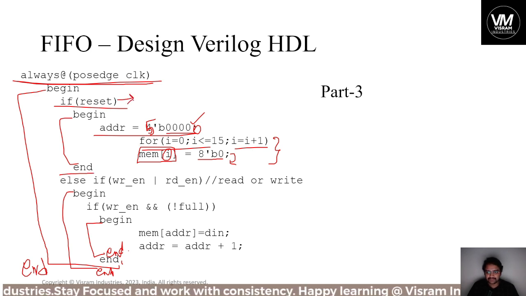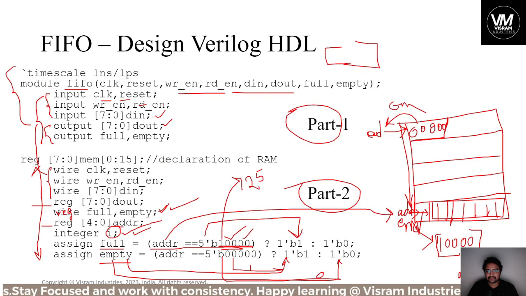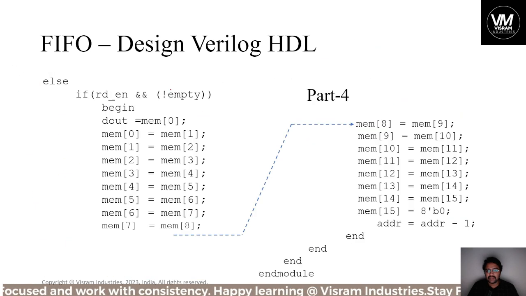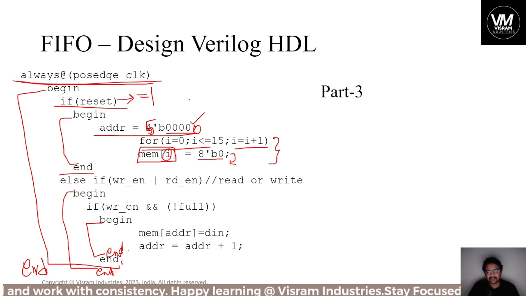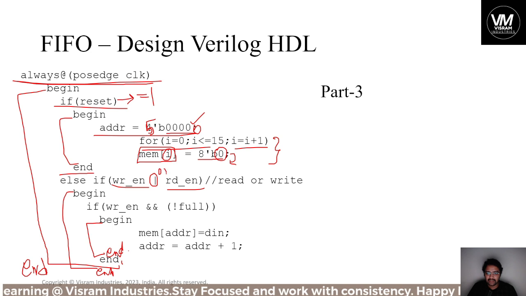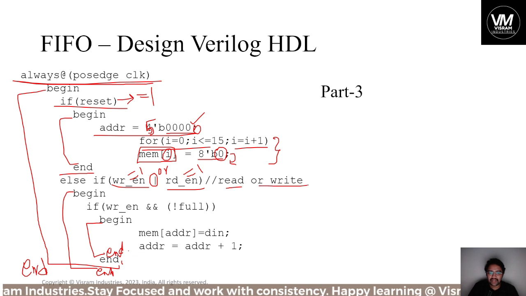If reset is equal to 1, when reset, the entire design is 0. So that design has a binary value of 0. Then else, meaning if not reset, write enable or read enable, this is the OR operator. If write enable is equal to 1 or read enable is equal to 1, you can read and write at the same time, but we should mention the specific condition when write enable is possible.